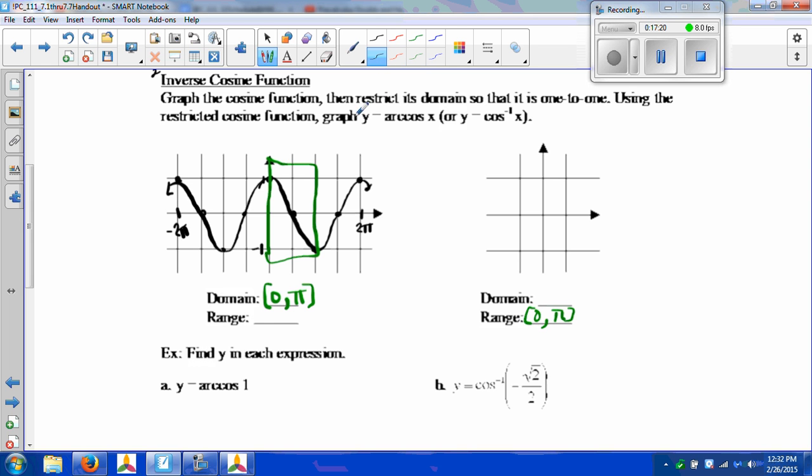Okay? And then the range of my cosine function, restricted or not, is still -1 to 1. So I still managed to get all the possible y values out, which means that the domain of this one is still going to be -1 to 1. All right, so -1 to 1, and then 0 to pi. So this is pi here, which means this is going to be pi over 2. Okay. All right, and then I'm going to graph it. So 0, 1 is now going to be 1, 0.